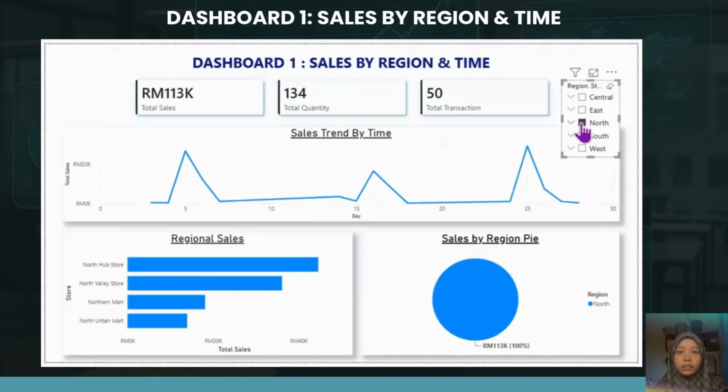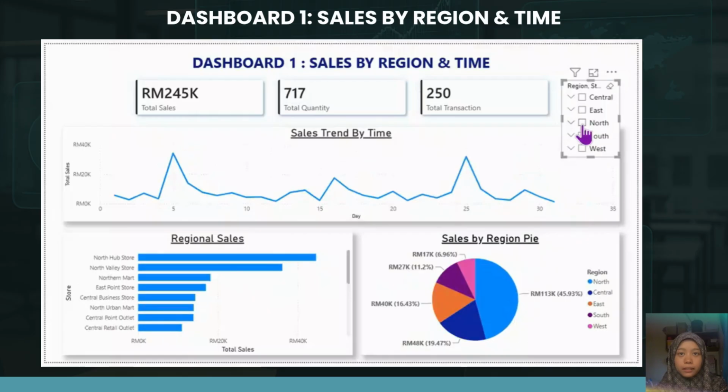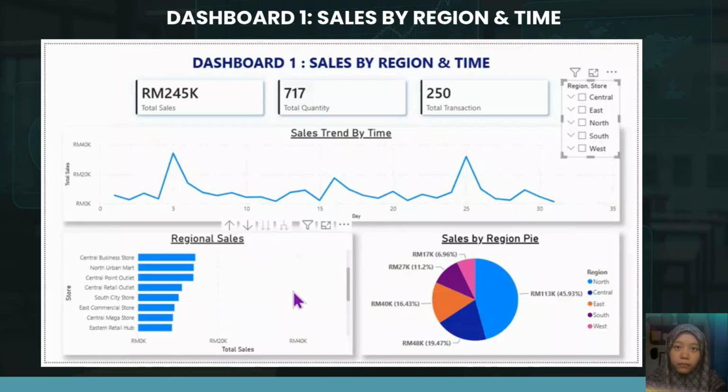Based on the regional sales analysis, the North region contribute for almost 46% of total sales. The sales trend also shows several peak and fluctuation throughout the month, indicating change in customer purchasing behavior over time. This insight help management identify high-performing region and plan more effective sales and marketing strategy.